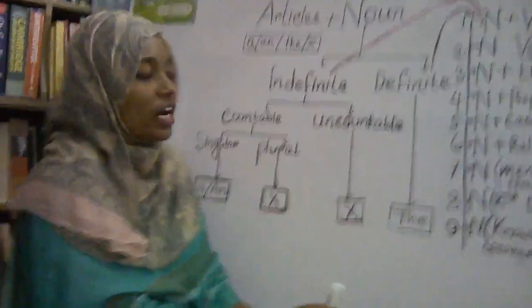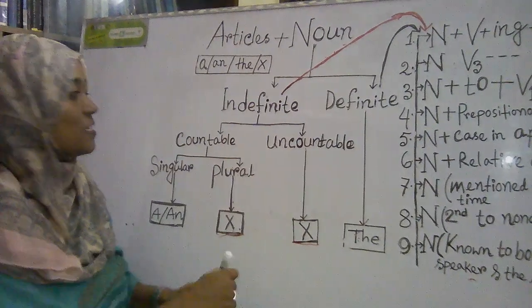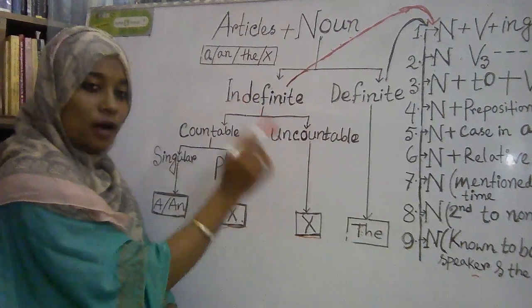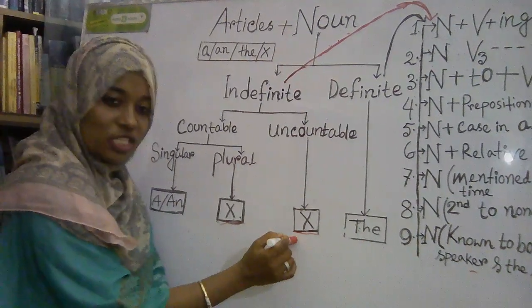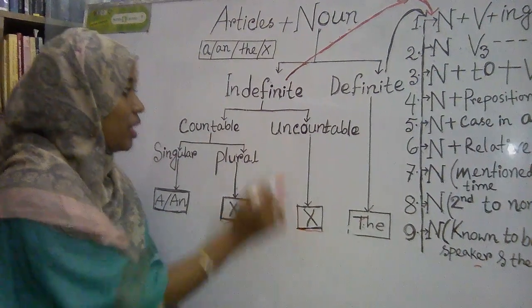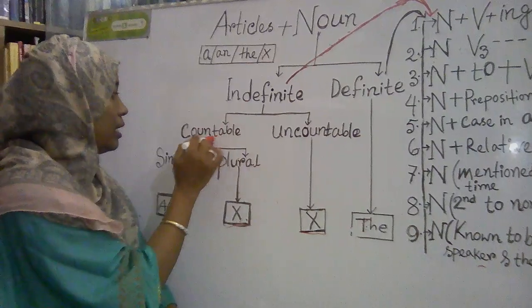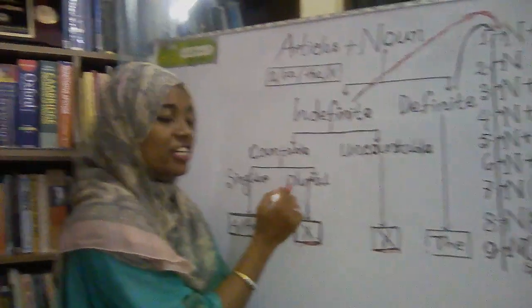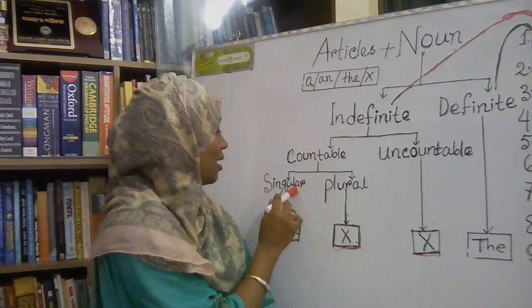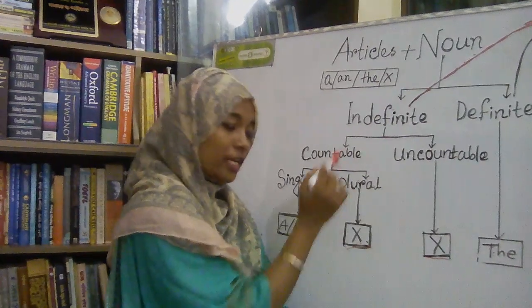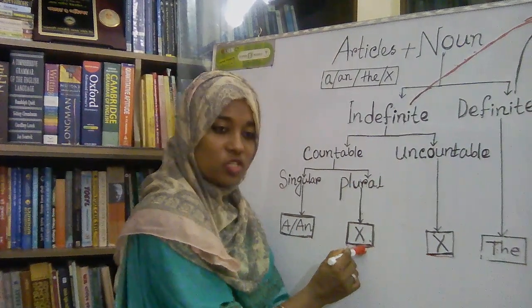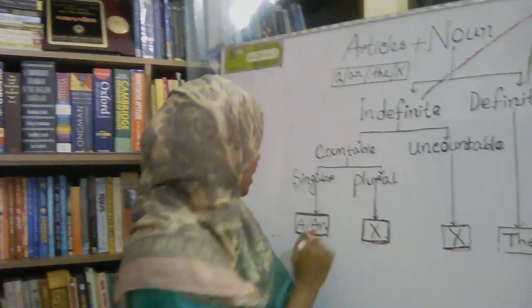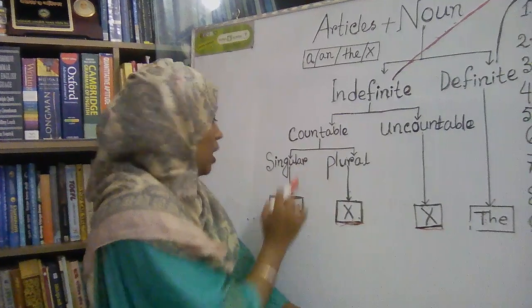In the indefinite articles, again classified into two groups: countable and uncountable. If the noun is uncountable, it takes cross. It means it doesn't take any article. Again here we can see the countable nouns are classified into another two groups. These are singular and plural. If the noun is plural, it takes cross. It means it doesn't take any article. Or if the noun is singular, it takes a or an.